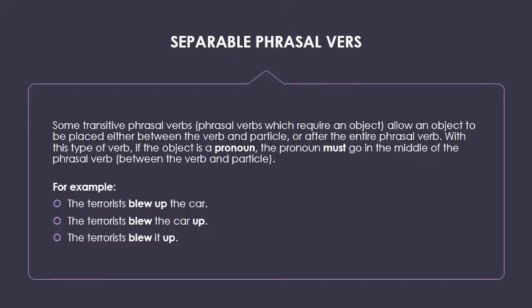Some transitive phrasal verbs, which require an object, allow an object to be placed either between the verb and particle or after the entire phrasal verb. With this type of verb, if the object is a pronoun, the pronoun must go in the middle of the phrasal verb, between the verb and particle. For example, it could be the terrorist blew up the car, or the terrorist blew the car up, or the terrorist blew it up.